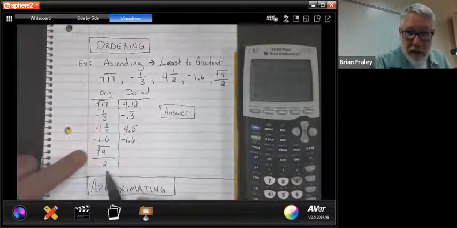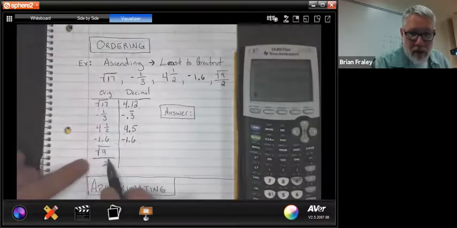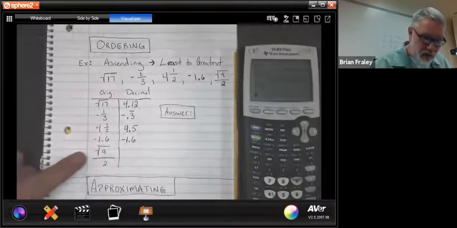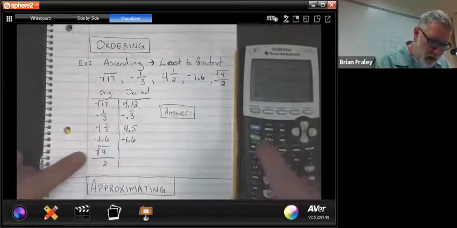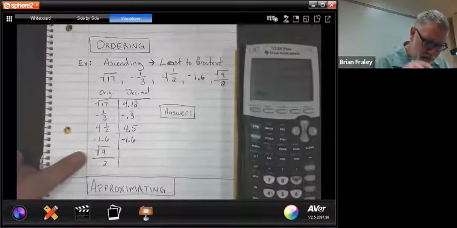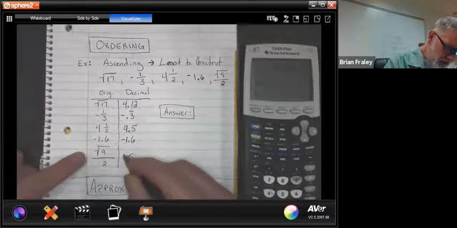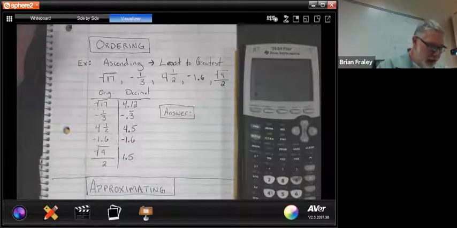Uh-oh, be very careful with this one. We got square root of 9 over 2, but the fraction bar and the 2 are not in the square root symbol. So I'm going to find my square root, and on here it's the second key, and that key, there's my square root. I'm going to plug in my 9. I don't want anything else in there, so I'm moving out, and I'm dividing by 2. And I got 1.5. Okay. There is my decimals.